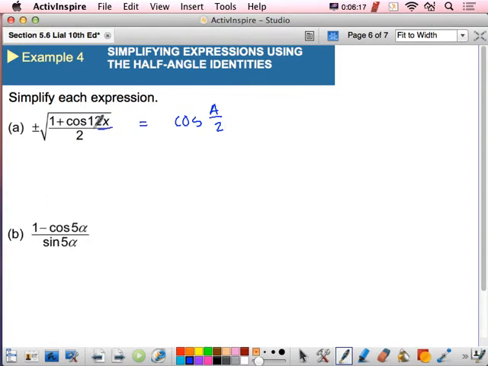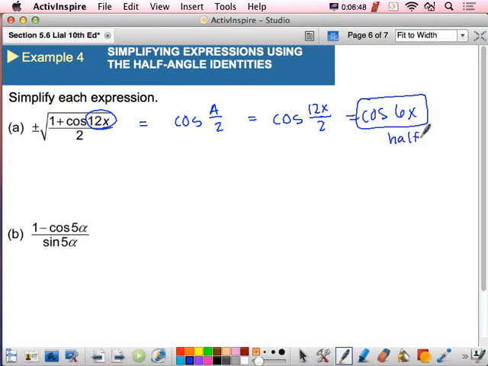Well, if this is A, what's A over 2? It's 12x over 2, which is 6x. So that's what we're looking for here, for you to simplify it down. It will still have x's in it. Now make sure that makes sense. Cosine of this angle equals plus or minus the square root of 1 plus cosine of double that angle over 2. And it does. This is the left side, that's half, and this is the right side, and that's your whole angle. Do you guys see that pattern?